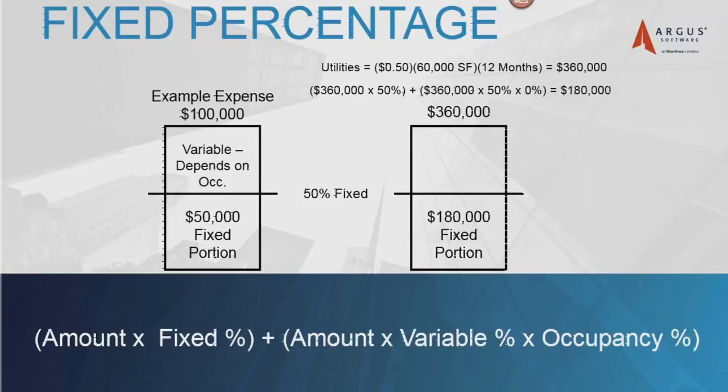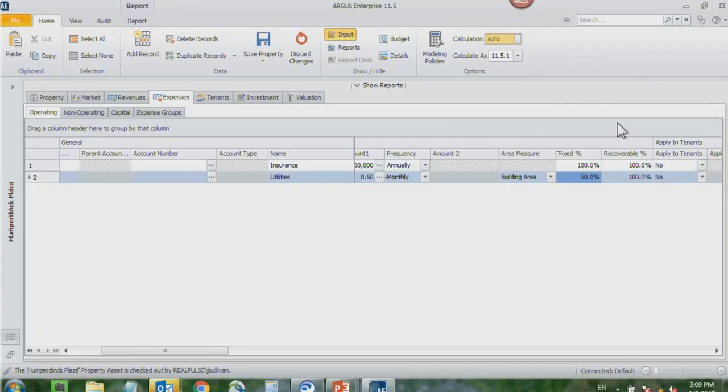Sure. Does everybody feel okay about fixed percentages before we move on? All right. So we've got that. Utilities, 50% fixed.